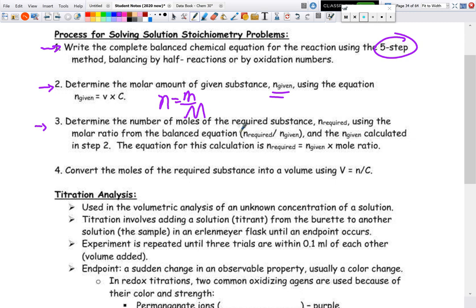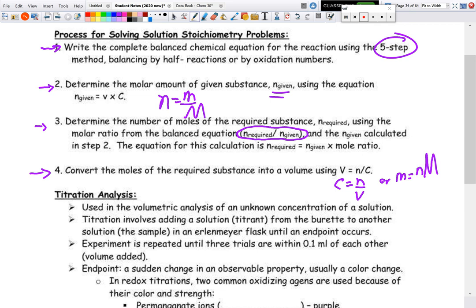Now step 3 is still the same. We determine the number of moles of our required or our wanted substance using the mole ratio, and our mole ratio is the number of moles, or the coefficient, of our wanted over our given. And then of course our final step, convert the moles into a volume using V = n / C, into a concentration using n / V, or a mass using number of moles times molar mass.